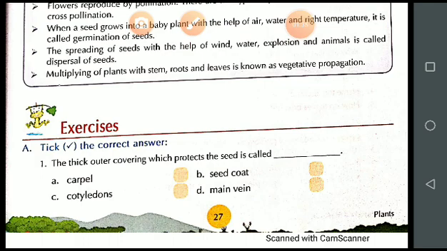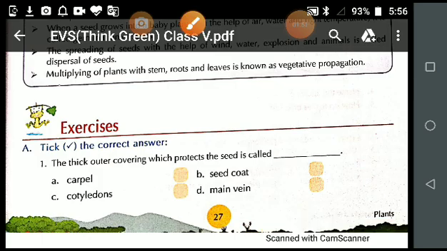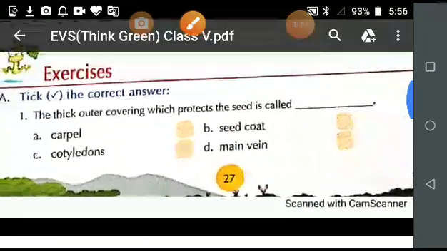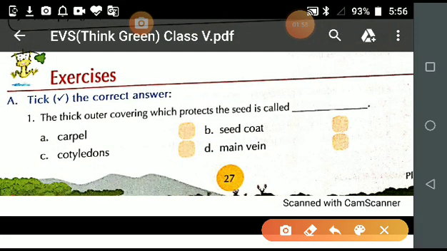Question number A, tick the correct answer. The first question is, the thick outer covering which protects the seed is called dash. So student, first option A.